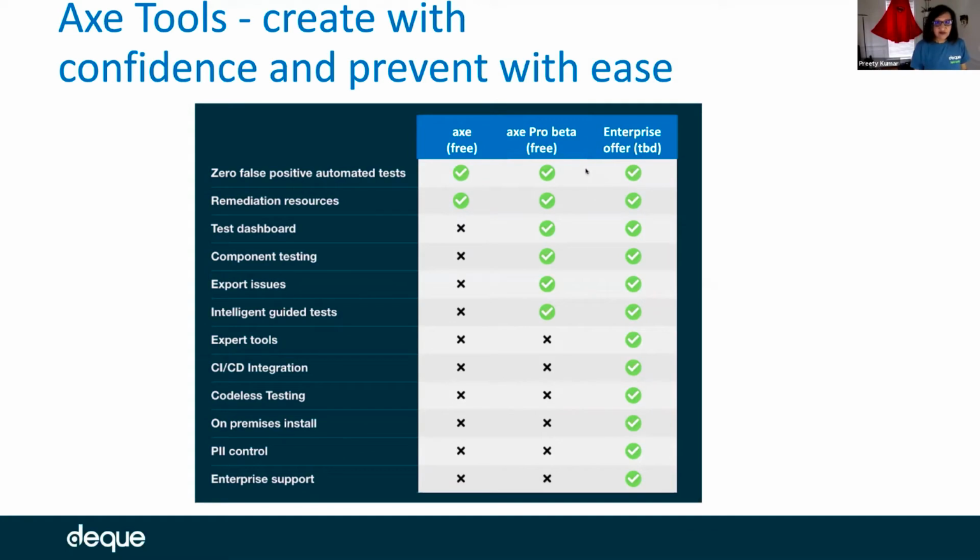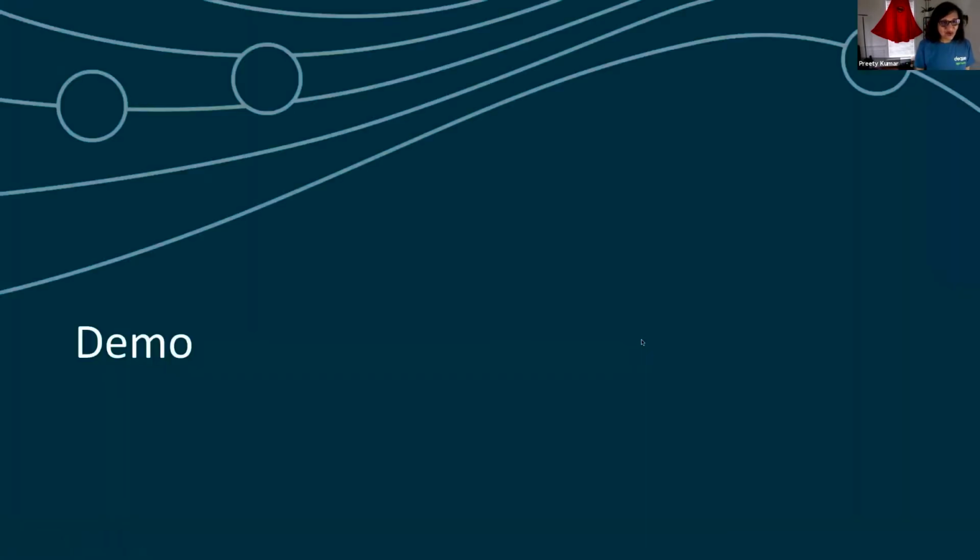In that Axe Pro Beta, we have the intelligent guided tests, which I'm going to be demonstrating today. You don't have the expert tools, which are part of the enterprise solution. It's again in the browser extension. We call it the Attest browser extension. We are going to be renaming it soon, but stay tuned for that announcement. But that is the WorldSpace Attest browser extension, and you have the expert tools that I'm going to be demonstrating in that as well. Okay, so let's get into the demo.